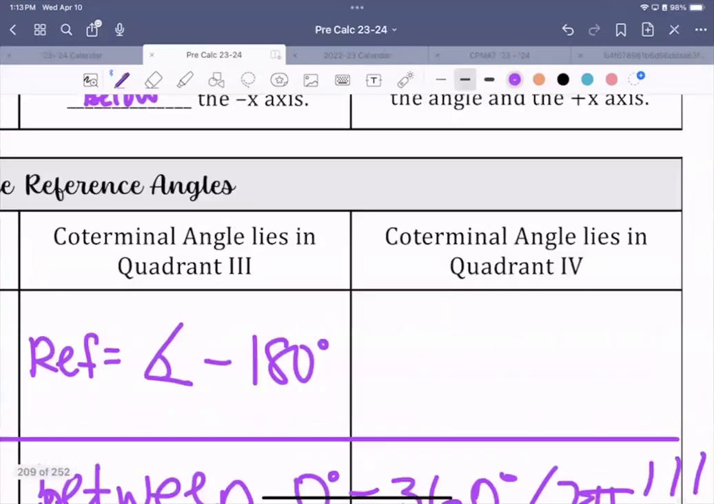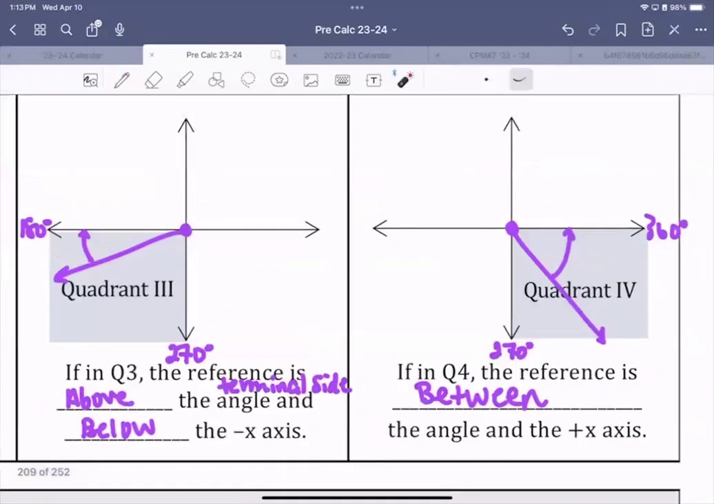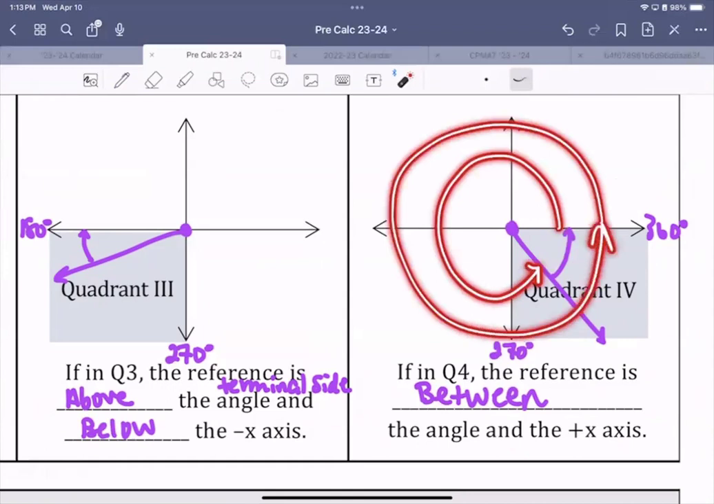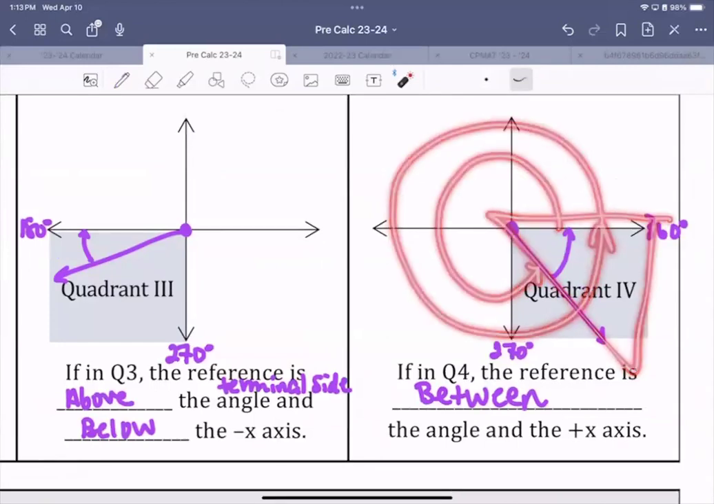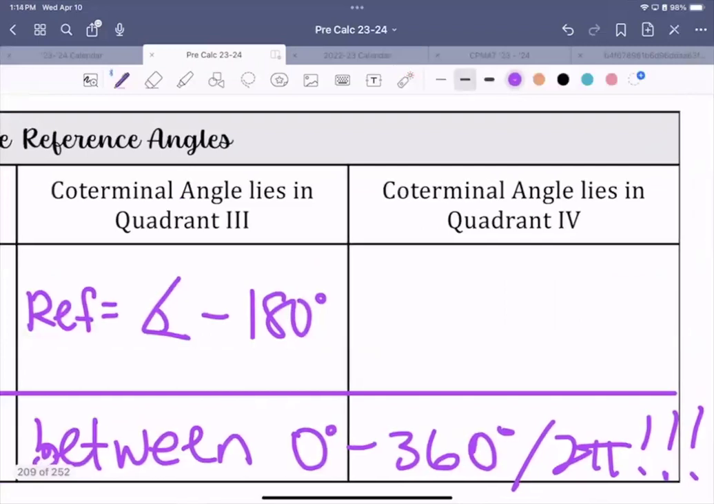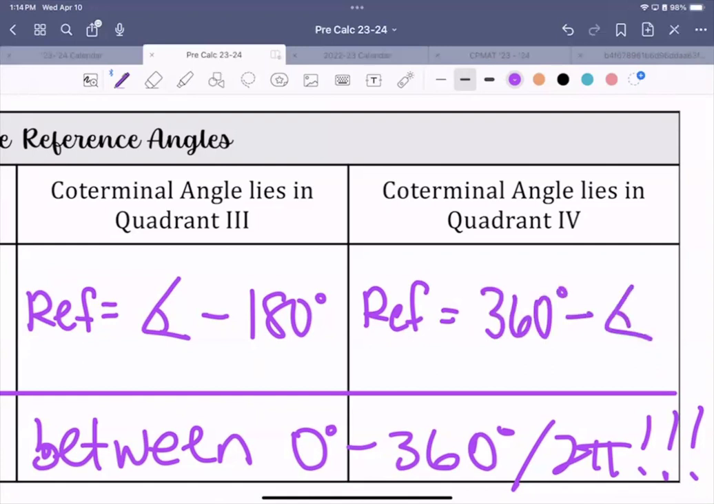And then lastly, our quadrant 4. This one, our angle is here. And if I were to go all the way around, that is 360 degrees. So if I went all the way around and subtracted my angle, that would leave me with this part right here, which is our reference angle. Oops, sorry, I forgot to write reference. Here we go. Reference equals 360 minus the angle or the coterminal.